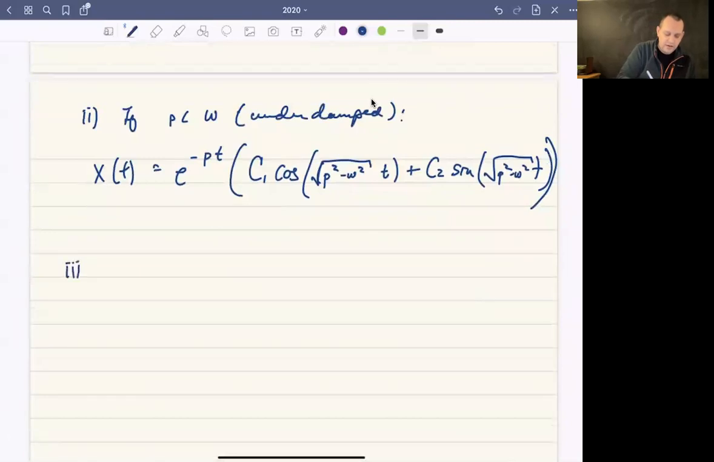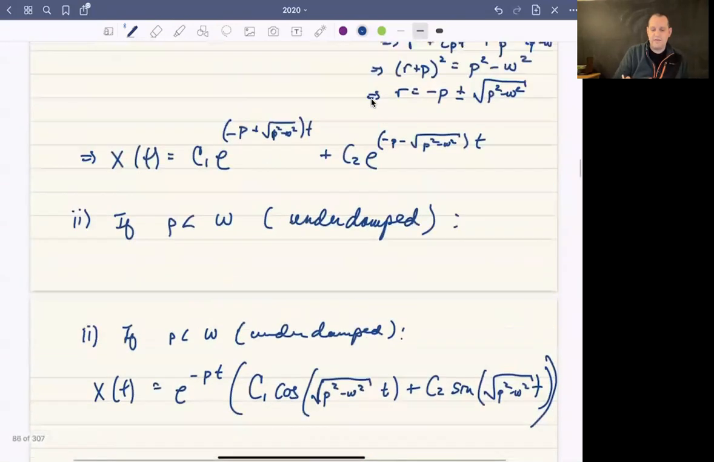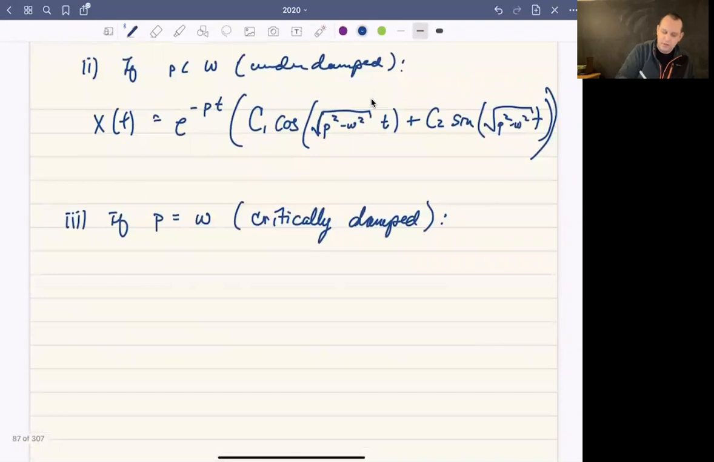And the final case, of course, is if p is equal to omega, in which case this is called critically damped. In the critically damped case, we're again going to have the same expression, except if p is equal to omega, then the square root is going to be 0. And we have r equals negative p as our root, with multiplicity 2. So that tells us that our solution is going to be x of t is c1 e to the minus pt plus c2 t e to the minus pt.